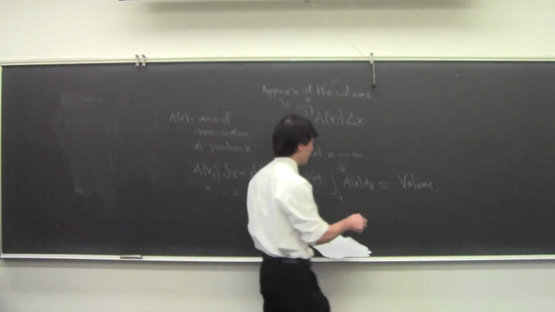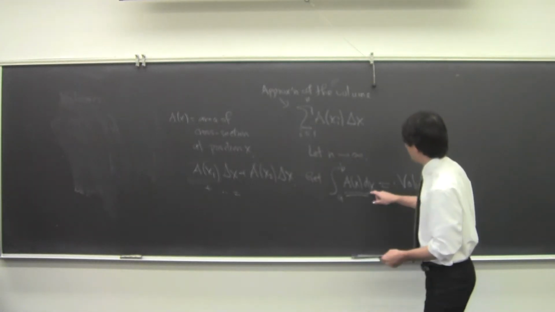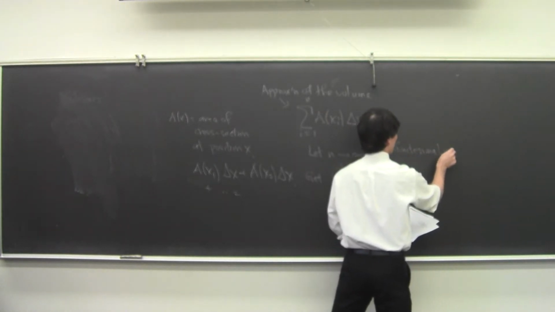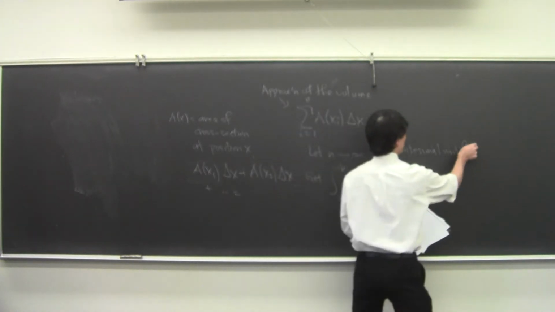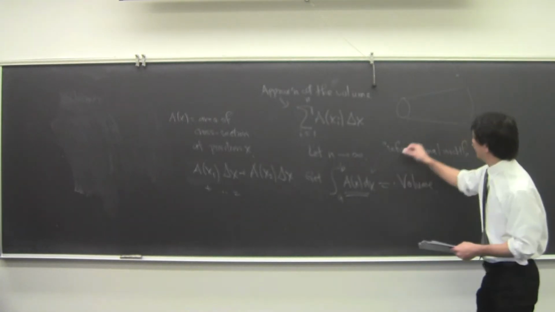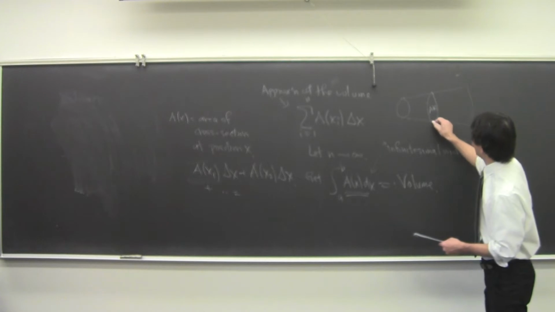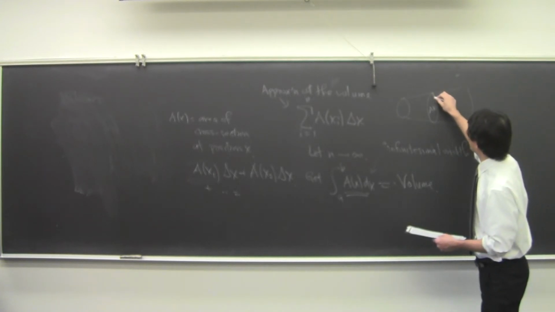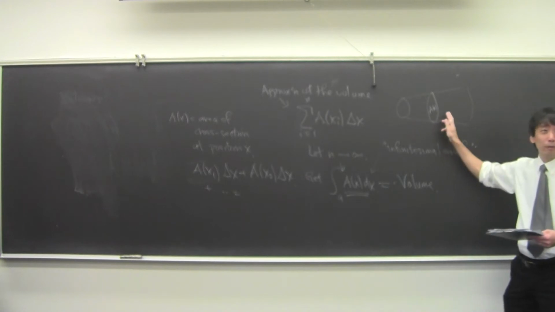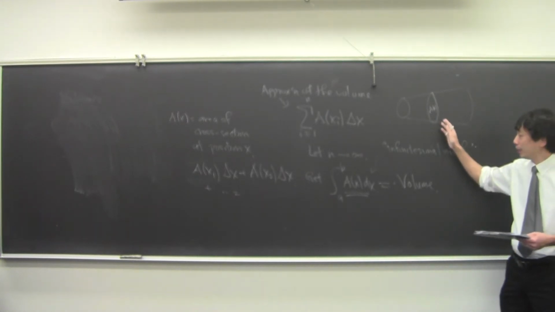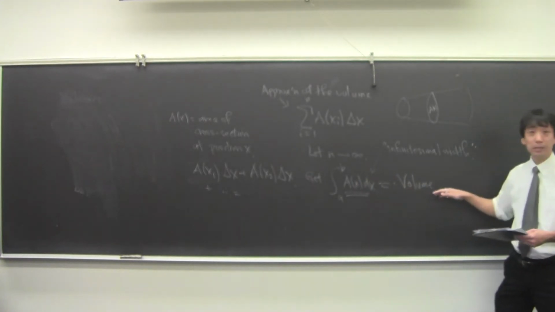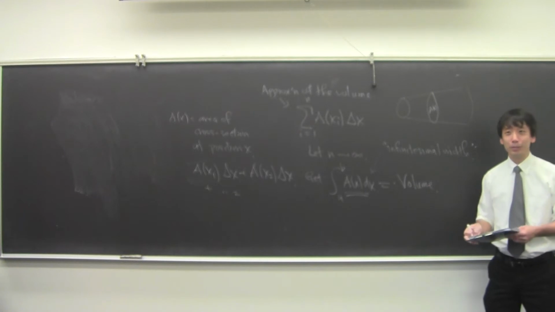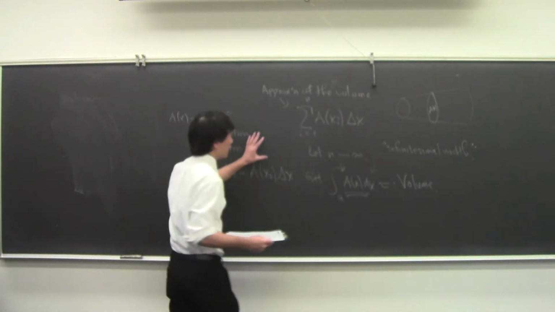Some people like to think of this dx as some sort of infinitesimal width. You have your object, and you have your A of x. You have this area, and you multiply it by some sort of infinitesimal width, some sort of width that's smaller than any number. And you get the volume of a very thin slice, and then you add up all these volumes together, and that's the total volume. But okay, what does infinitesimal mean? It doesn't really mean anything. So it's probably better to think of it in terms of Riemann sums.